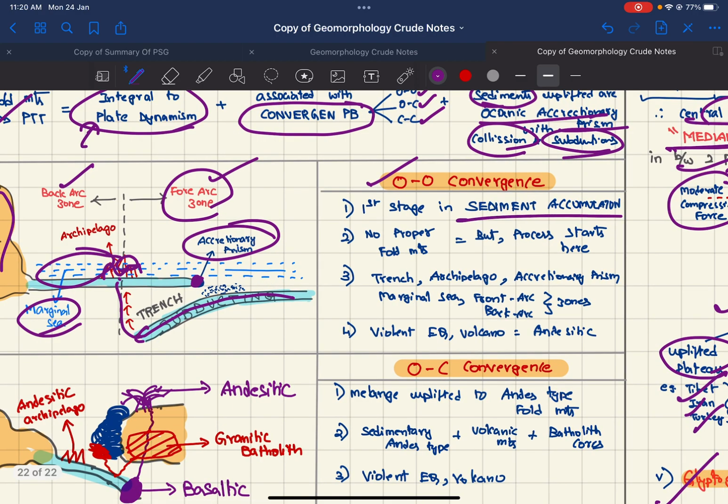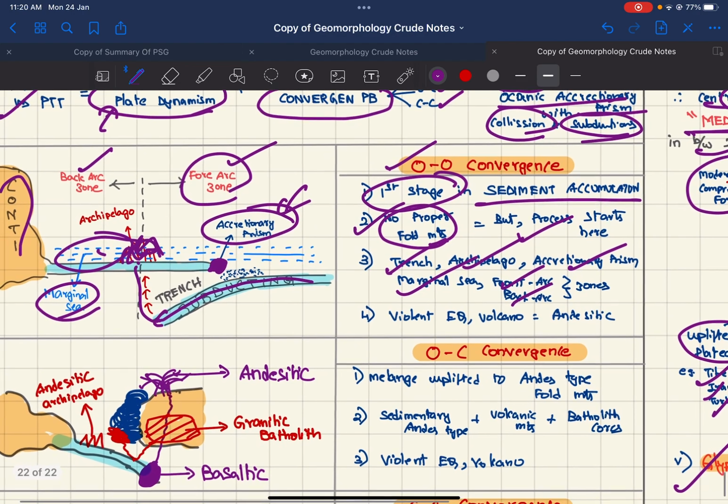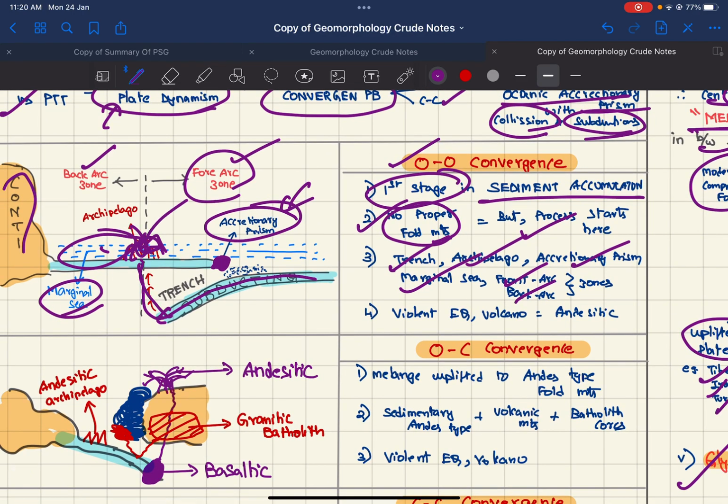So here this is the first stage in sediment accumulation. It accumulates here as an accretion prism. It will be smaller, and no proper fold mountains will be formed. Only the archipelago or island will form. The features we see are trench, archipelago, accretion prism, marginal sea, forearc, and backarc zones. Since these are andesitic eruptions, there will be violent earthquakes and volcanoes.